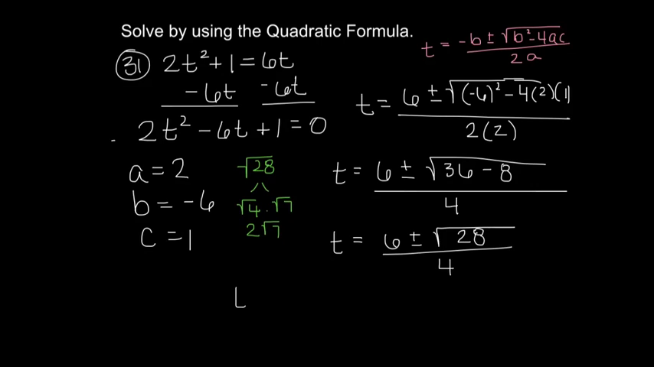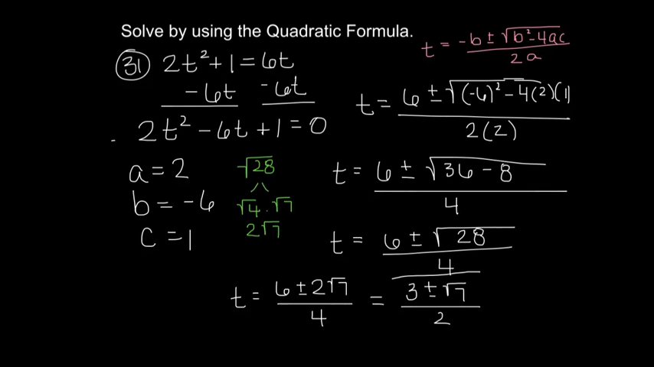So this gives me that t is equal to 6 plus or minus 2 square roots of 7 all over 4. Every one of those terms is divisible by 2, so to finish and simplify, 6 divided by 2 is 3, plus or minus 2 square roots of 7 divided by 2 is just the square root of 7, all over 4 divided by 2, which is 2. So I took every one of those terms and divided it by 2.